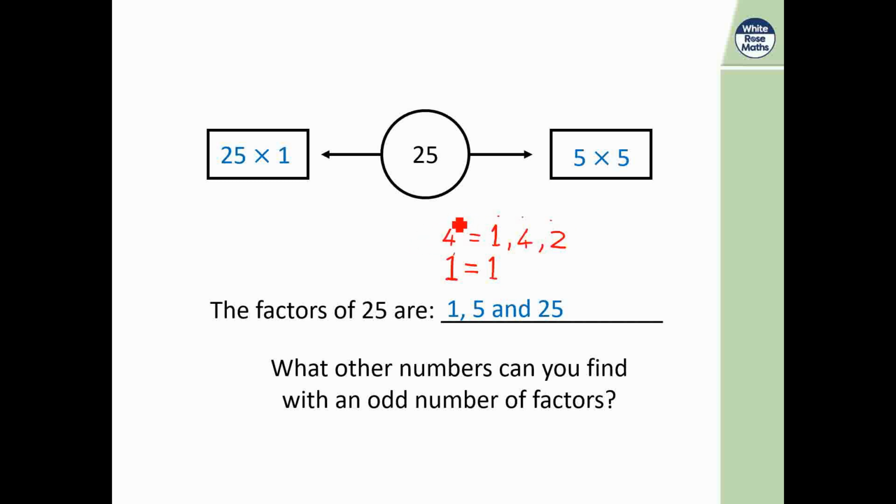And the next one that we thought of was 9, because that has 1, 9, and 3. Yeah, 3 is a prime number, because 3 has 1 and 3 go into it. So that's 2. That's an even number, isn't it? Yeah? They ask, what other numbers can you find with an odd number of factors? So there's 1 here, and there's 3 and 3. So these numbers all have odd factors.